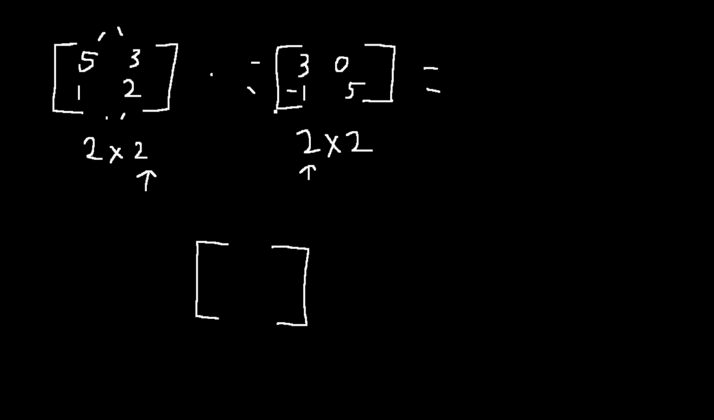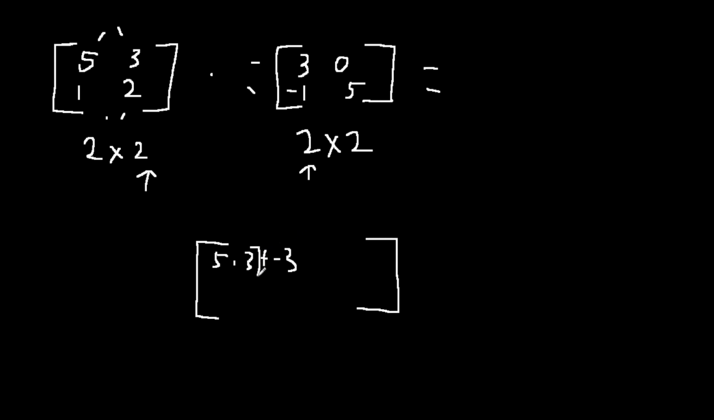And actually, let me give myself a little bit more space. So we have our new matrix down here, and we'll start off multiplying our 5 times 3, which is the first number in the first row and the first number in the first column. And then we will add our 3 times our -1, which is -3.